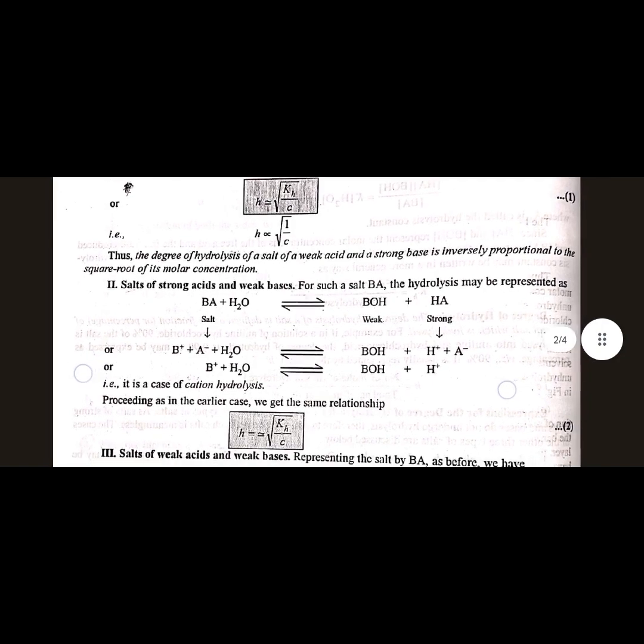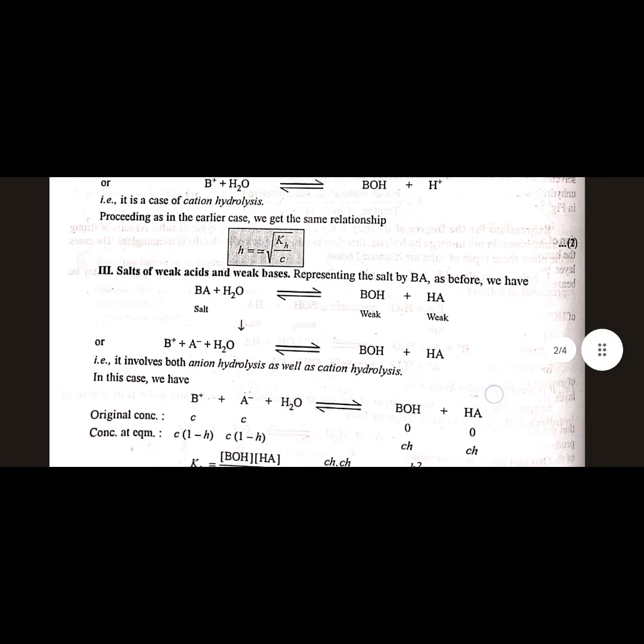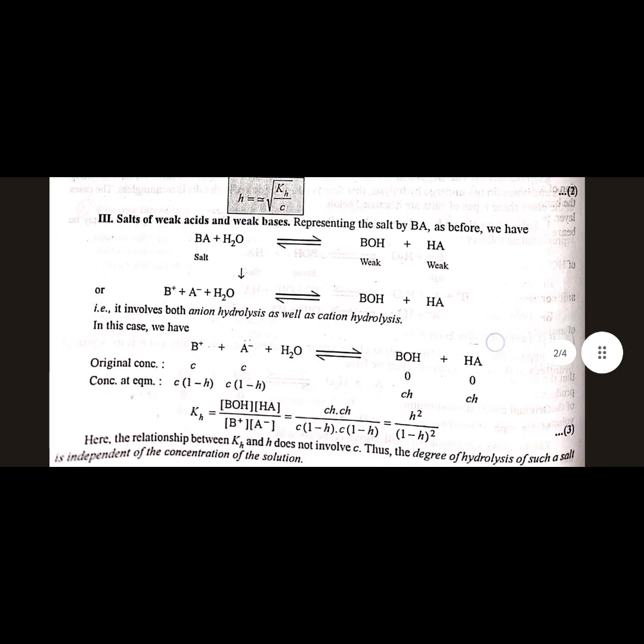Second, salt of strong acid and weak base. For example, salt of BA, the hydrolysis may be represented as BA plus H2O dissociates into BOH plus HA. In this case, the relationship is given by h is equal to square root of Kh by C. Third, salt of weak acid and weak base, represented by the salt BA.